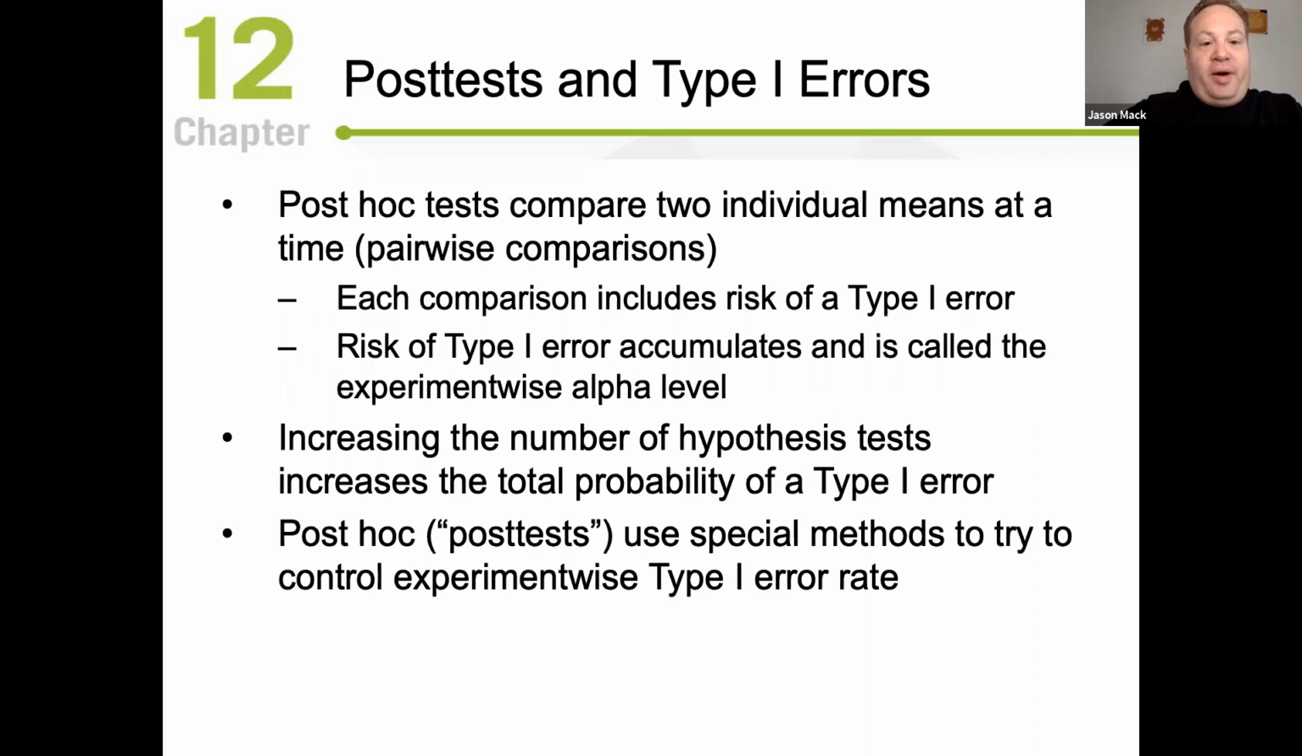Post hoc tests and Type 1 errors. Post hoc tests compare two individual means at a time, which are pairwise comparisons. Each comparison includes a risk of a Type 1 error. The risk of a Type 1 error accumulates and is called the experiment-wise alpha level. Increasing the number of hypothesis tests increases the total probability of a Type 1 error. Post hoc tests use special methods to try to control the experiment-wise Type 1 error rate.